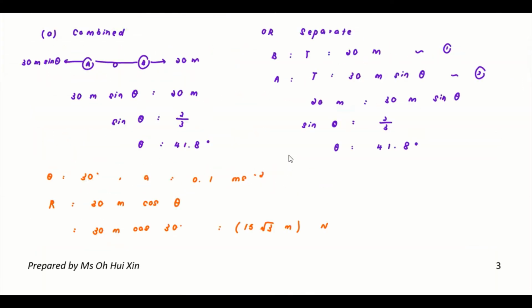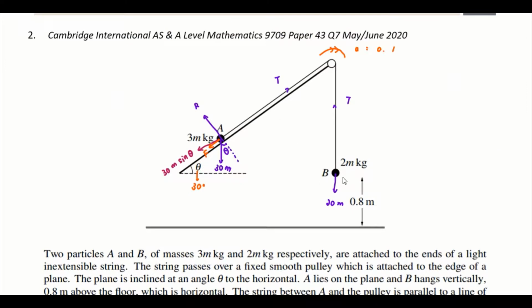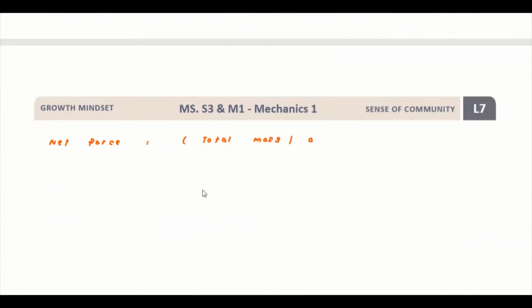Okay, so what's the net force in this case? It will be the 20m minus the friction and minus 30m sine theta. So 20m minus the friction minus 30m sine theta will be equal to the total mass times a. What's the total mass? We have 2m and 5m, sorry, 2m and 3m, and that gives us 5m. The acceleration is given, which is 0.1.